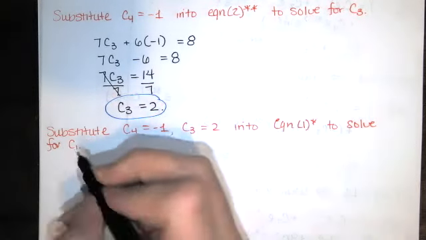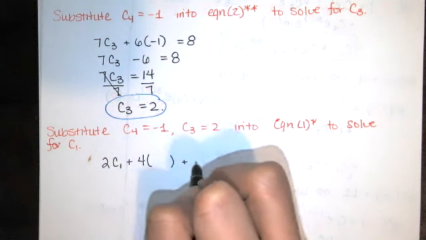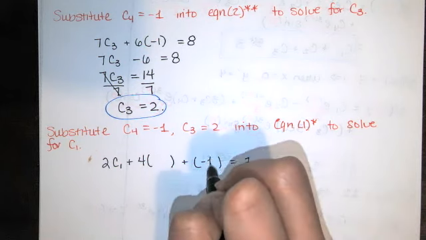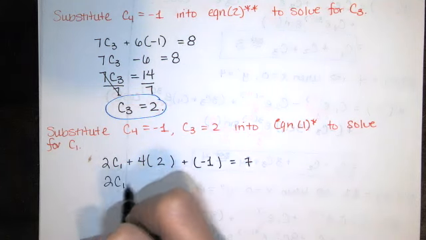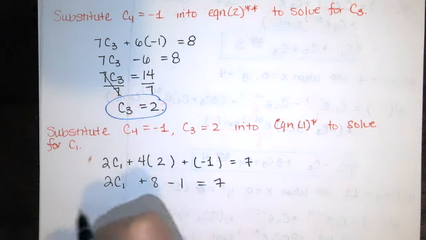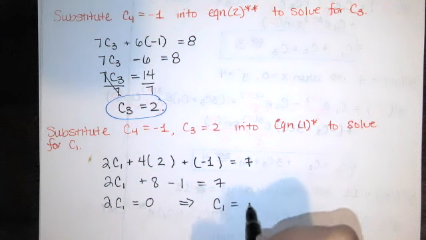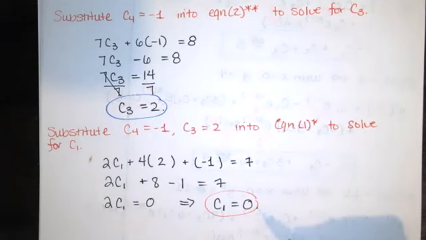Okay, so we have 2C1 plus 4 times C3 plus C4 equals 7. And C4 was -1 and C3 was 2. So we've got 2C1 plus 8 minus 1 equals 7. So we've got 7s on both sides. So subtract 7 from both sides and you get that. So C1 must be equal to 0. Divide both sides by 2 and you get 0. Okay, so now we have C1, C3, and C4. We need C2.